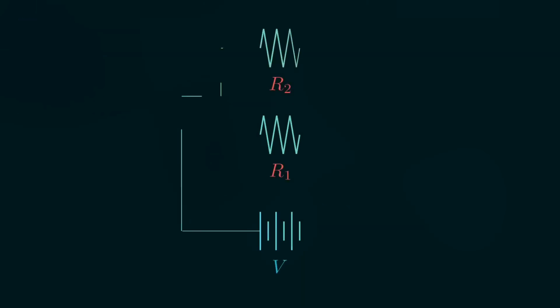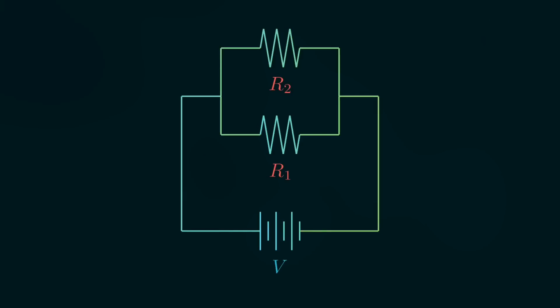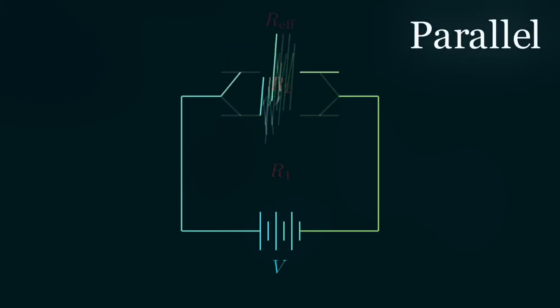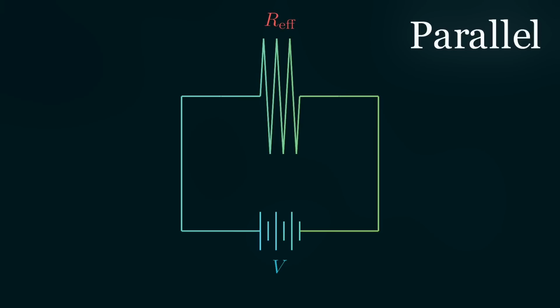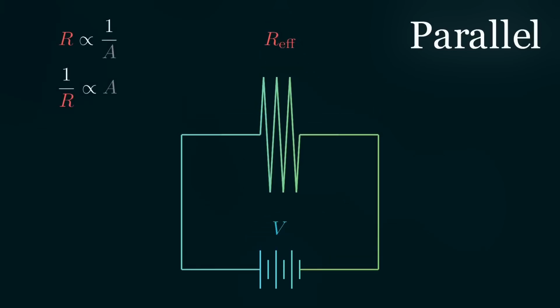Another way we can combine the resistors is like this, called in parallel. Now we're effectively increasing the area of the total resistor. Since the resistance is inversely proportional to the area, we add up the inverse of R1 and the inverse of R2, which gives us 1 over R effective. And now we invert both sides, we get the effective resistance. With these 2 methods, you can pretty quickly break down the resistance of a complicated circuit.